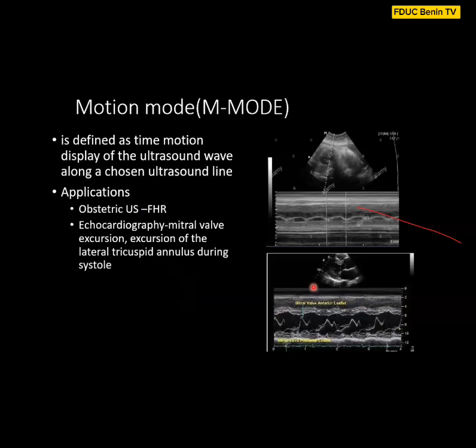Then motion mode is also called M mode. It's defined as the time motion display of the ultrasound wave along the chosen ultrasound line. This is of importance when you are measuring fetal heart rate. So it's along a chosen ultrasound line. It is used to measure the fetal heart rate and also used in echocardiography. These are some of the very important ones.